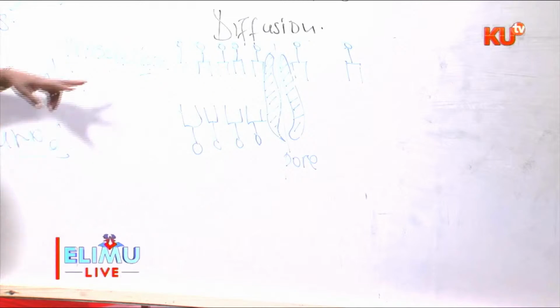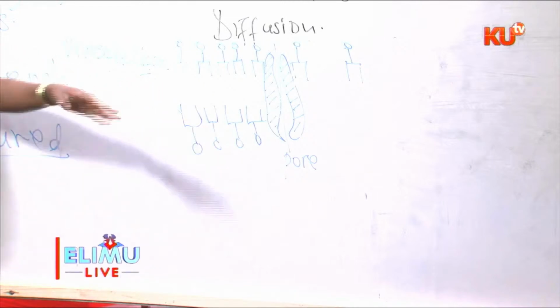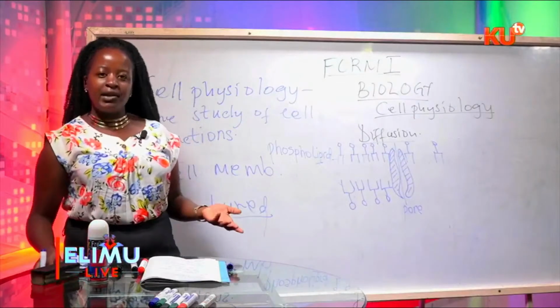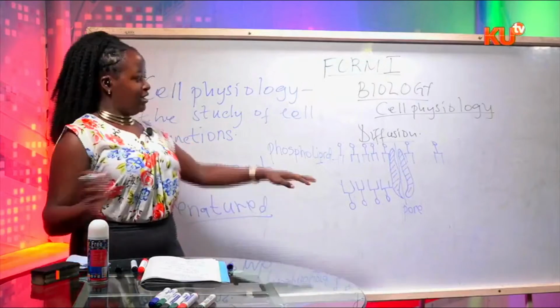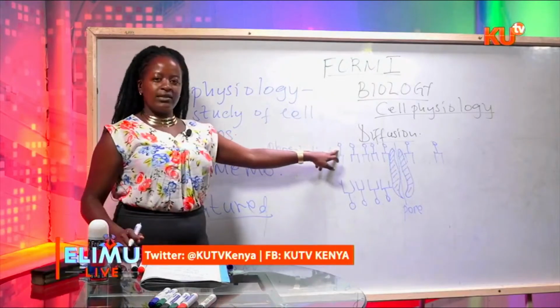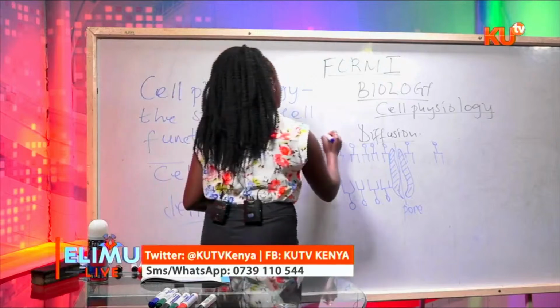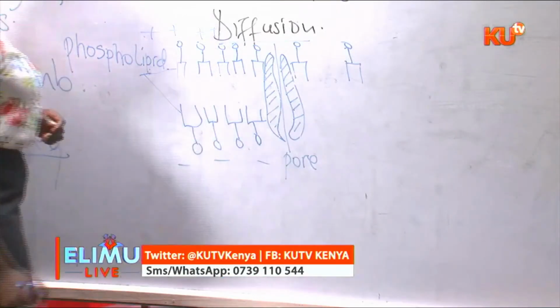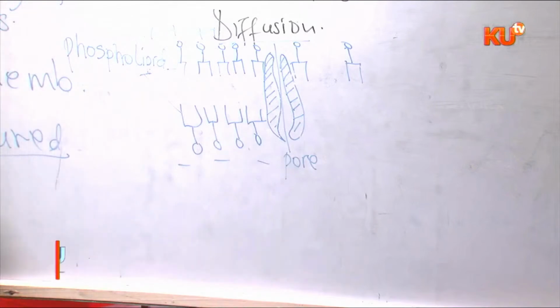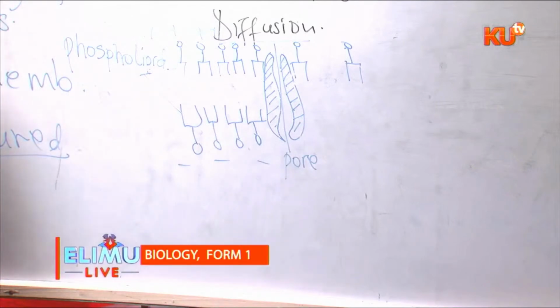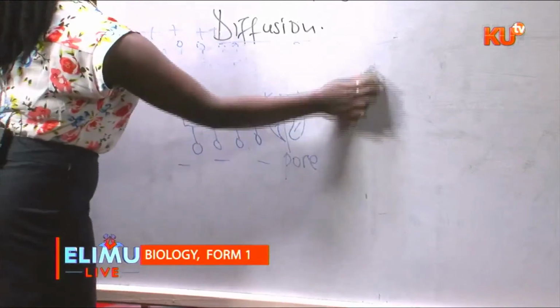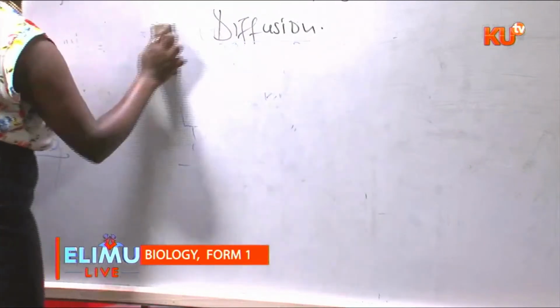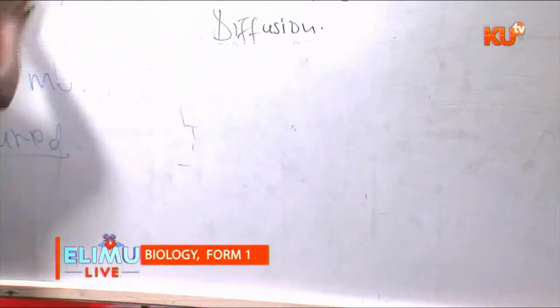This is what we are calling phospholipid. And as we have said, the cell membrane has electric charges. So this is the outer part of the cell membrane, which has positive charges, and the inner part has negative charges. That is the structure of the cell membrane. With that review, we can now get into our main focus for today.